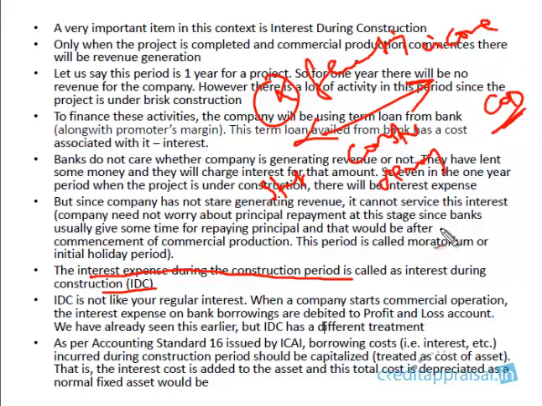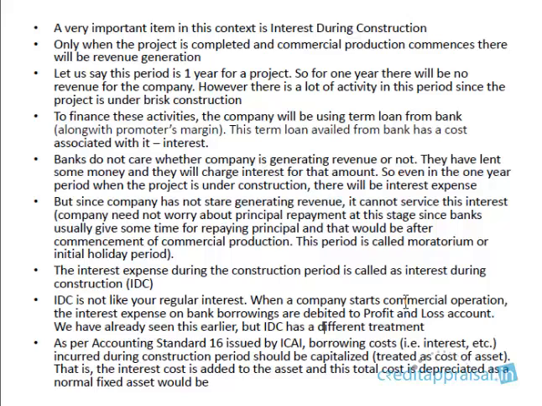A huge project might take 3 years. A major power plant might take up to 3 years. So during these 3 years, there won't be any income to the company, whereas the company keeps on incurring expenditure and it has to meet this project cost from some portion from the term loan. So there is an interest expense for this term loan, but the company is unable to pay because it has no sources of income. So this interest expense during this construction period is what is known as interest during construction. IDC is the interest expense during the construction period.